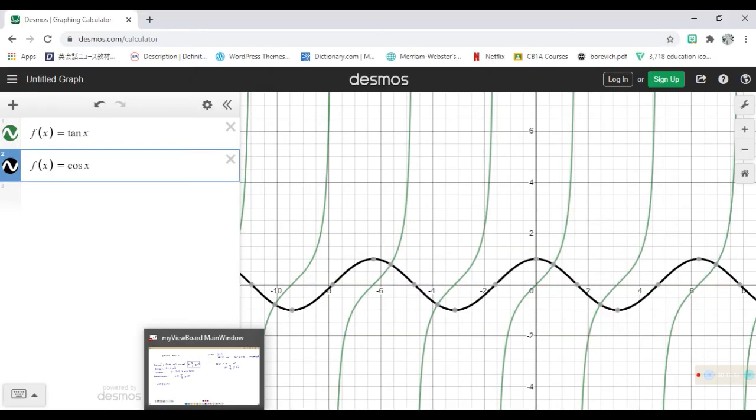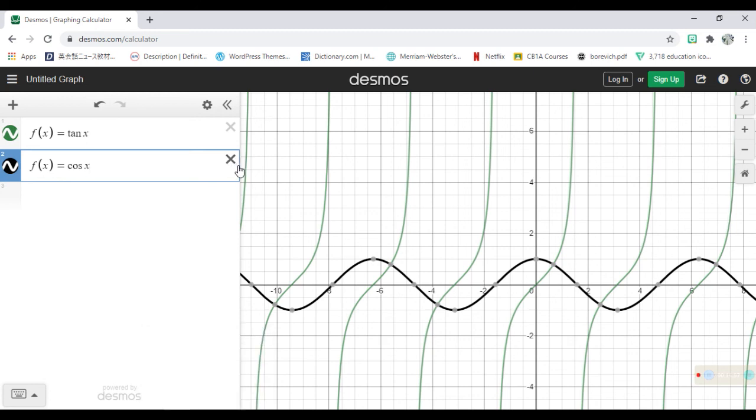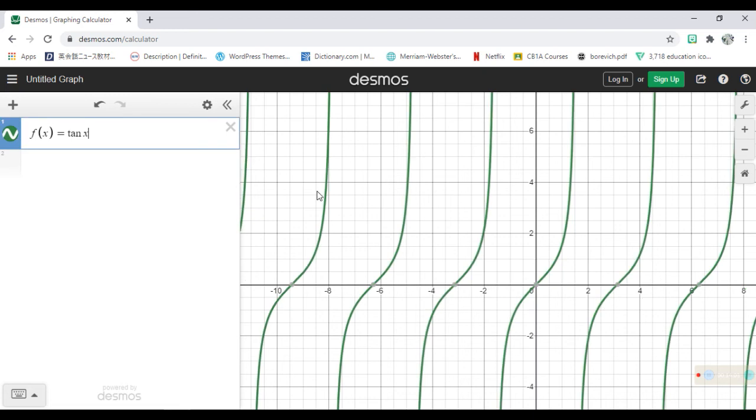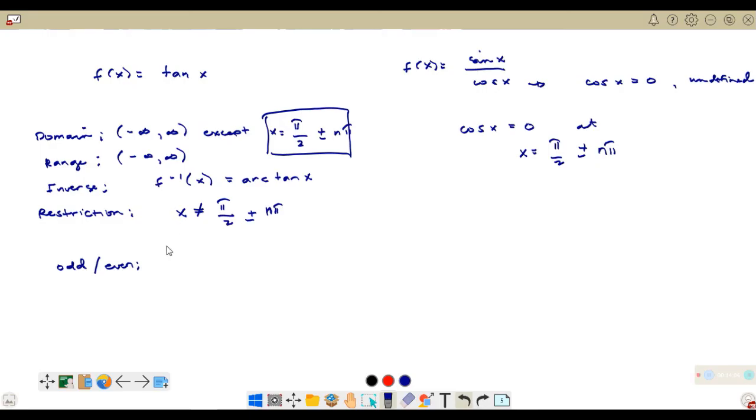So, is it symmetric about the origin? If it is, it is going to be odd. Is it symmetric about the y-axis? If it is, it is going to be even. So, tinanggal ko ulit si cosine, and as you will notice, it is symmetric about the origin. That makes it an odd function.